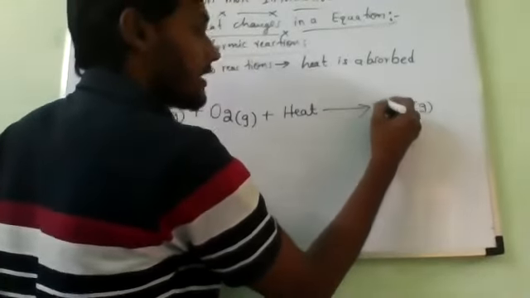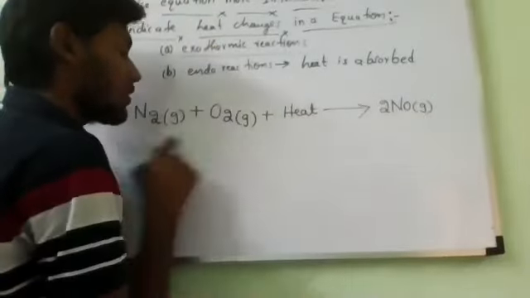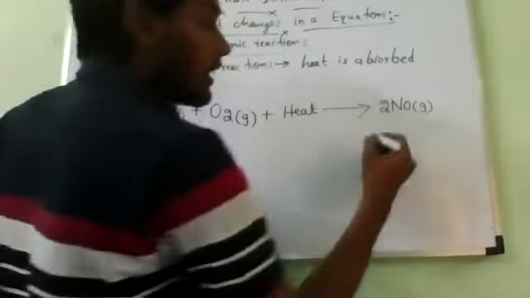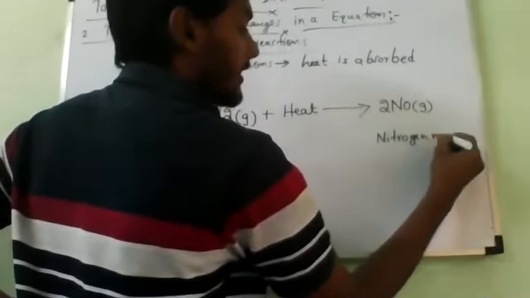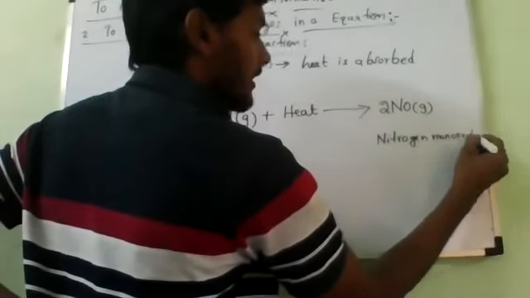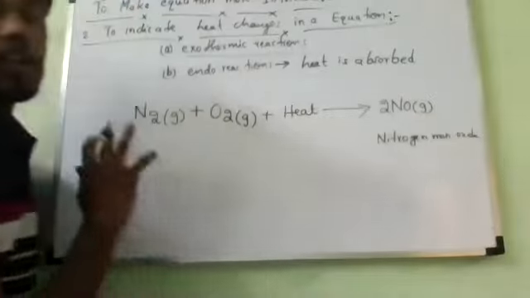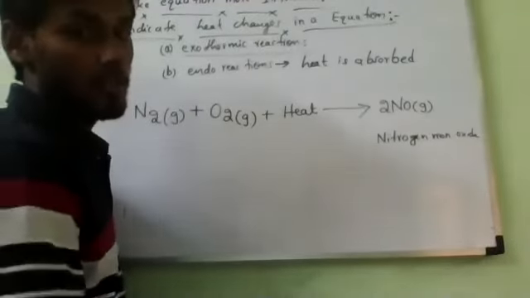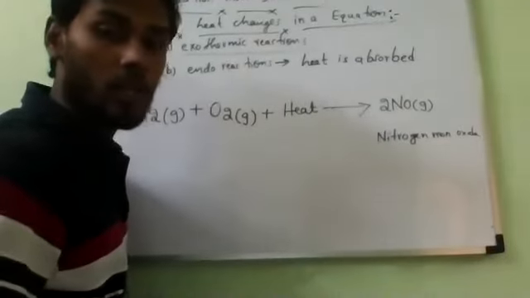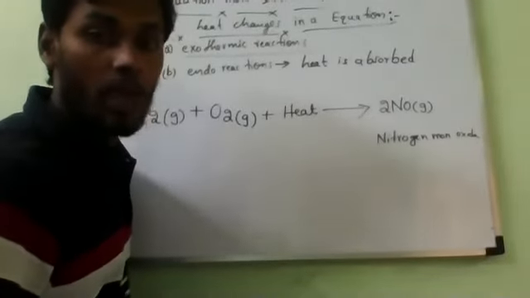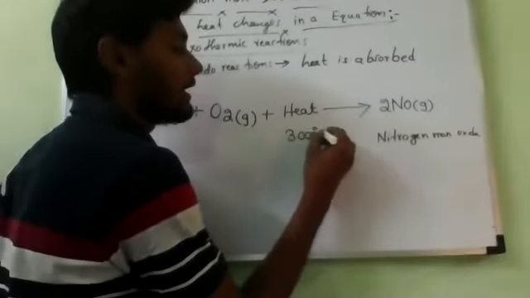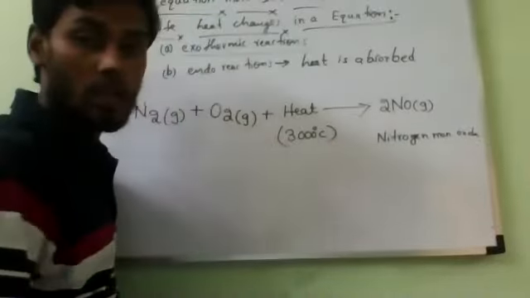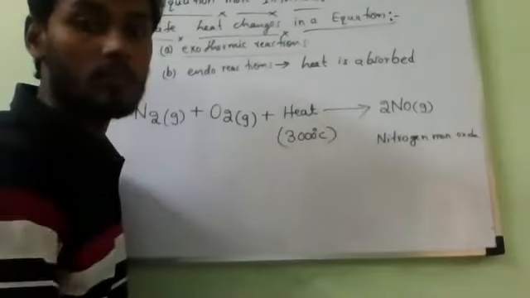Again, it is also a gas. Balancing by 2 here, because these are all 2. So I am keeping 2 here to form nitrogen monoxide. This is an example of an endothermic reaction. Do you know what temperature we have to heat to? We have to heat to 3000 degrees Celsius. Then only we get nitrogen monoxide gas. Is it okay now?